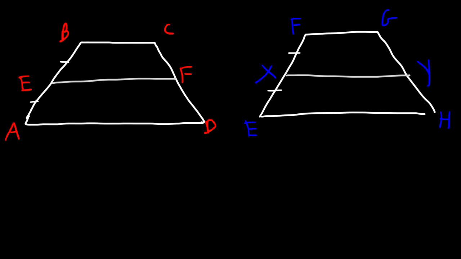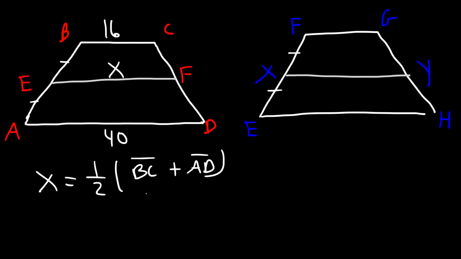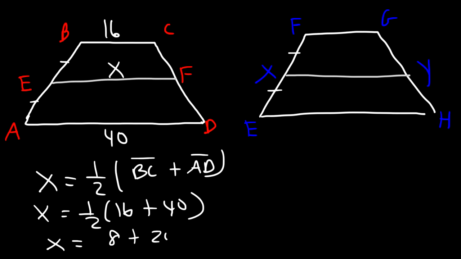Now for the trapezoid on the left, let's say this is 16 and this is 40. What's the measure of the mid-segment, which we'll call X? Now the mid-segment is basically the average base length. It's the average of these two. So X is simply 1/2 of the sum of BC and AD. So it's 1/2 of 16 plus 40. Half of 16 is 8. Half of 40 is 20. So X is 28. So if you add up 40 and 16, that's 56. 56 divided by 2 is 28.